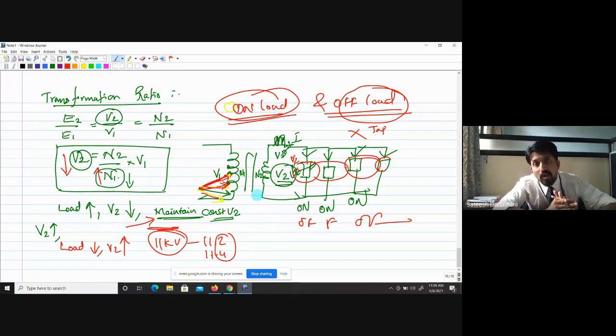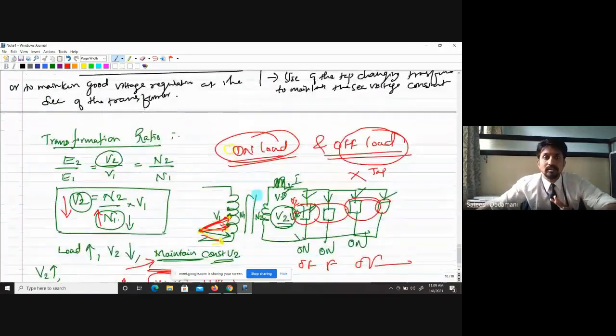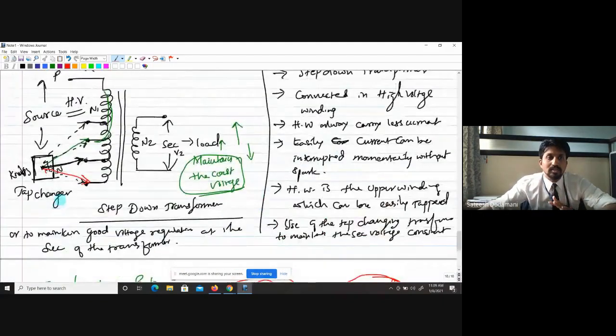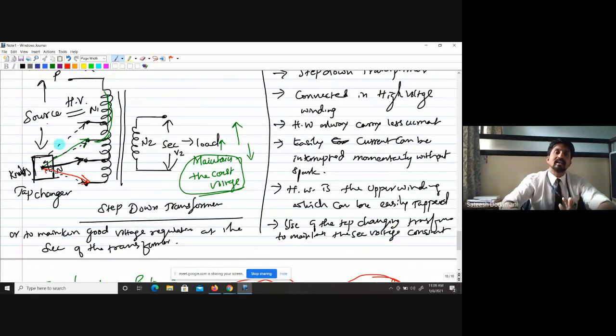That is called an on-load tap changer. It automatically goes to this one, or comes to this one. Whenever load is connected and the transformer is on, during that time only you are changing the tappings from one winding to the other. If you number them 1, 2, 3, 4, then during on condition you can move from 1 to 2, 2 to 3, 3 to 4, or from 4 to 3, 3 to 2, 2 to 1. And whenever you are doing it, a spark may take place.